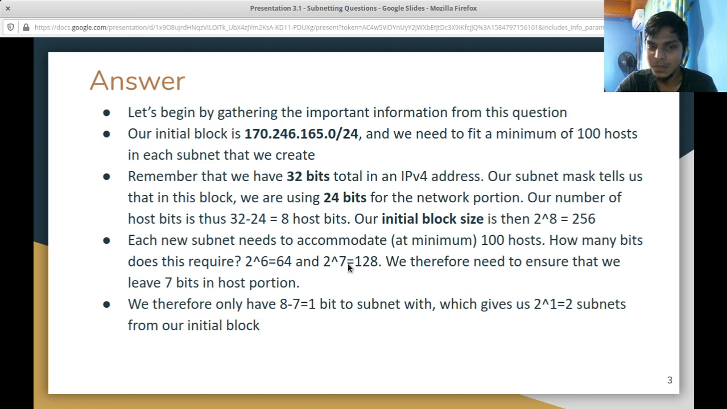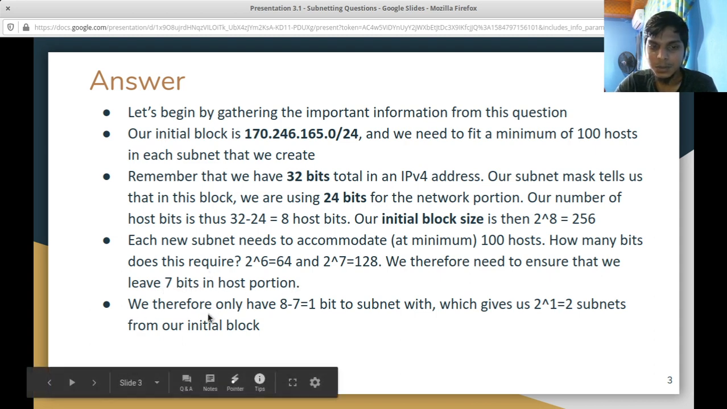We need to increase again to 7 bits. So you see 2 to the power 7 is 128. Even if we subtract our 2 here and get 126, we still can fit the 100 hosts in here. So 7 bits will be fine. We therefore need to ensure that we leave 7 bits in the host portion of our new subnet. We therefore only have 8 minus 7, which is 1 bit to subnet with.